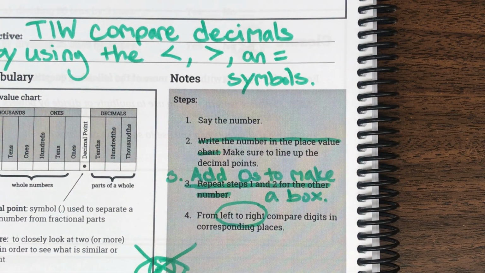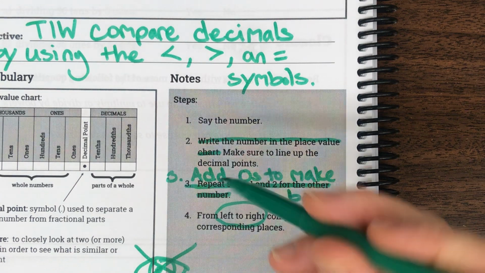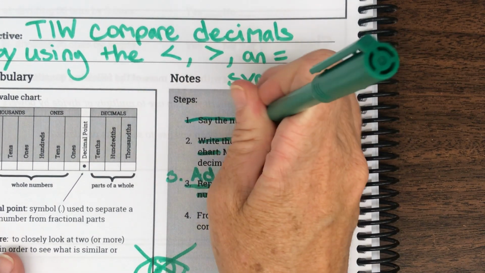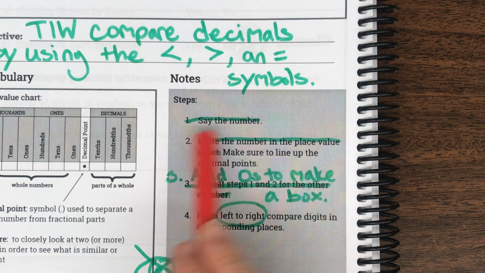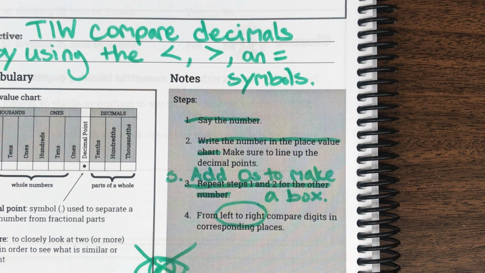Okay, so ready? So we're going to say the number, which we can or can't do. So I'm going to cross that off. So we're going to make sure to line up the decimal points, add zeros to make a box, and then from left to right compare the digits. Okay, so I'm going to show you what that looks like. Okay, and I want you to make sure you follow along with my steps, okay?